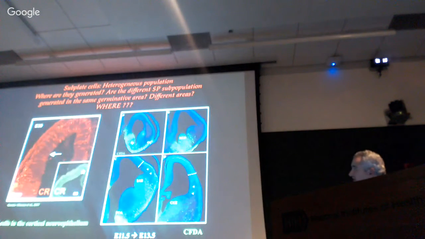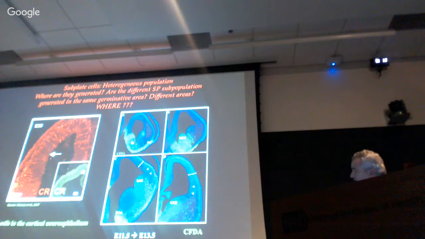So another type of cells that populate the preplate is the subplate cells, and the subplate cells are a very heterogeneous population of cells. So the question is where they are generated. So this type of cells begins to be generated very early in an early embryo. So we did some immunohistochemistry against calbindin, that is the typical marker of the subplate cells. And we see that at that time there are some calbindin-positive cells that are labeled in the germinative area, in the reticular zone, and also they extend to reach the superior structure.